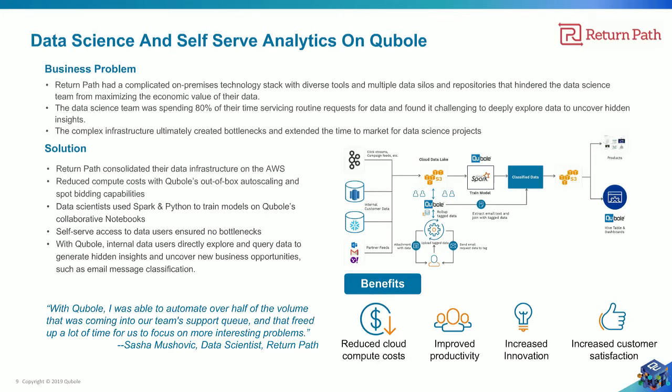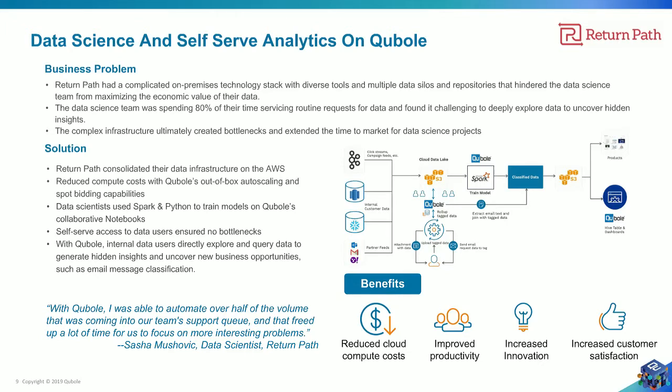So one of the solutions for them was first to move to the cloud. They chose AWS as their cloud provider. And once they moved to AWS, they were able to use S3 as the data lake. So all the data was pushed into S3, giving users a way that they could access the data.